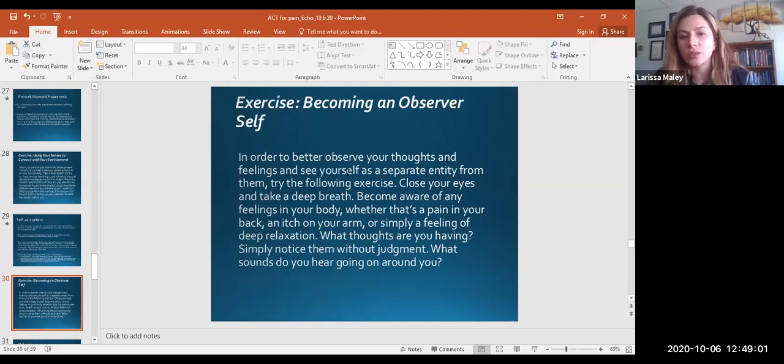So an exercise that would fall into that line is just helping them to become better observers: close their eyes, take a deep breath, become aware of what's happening in their body, whether there's pain there or not, whether there's pleasant sensations or not, and what are the thoughts that they're having, and to just practice noticing them without judgment.